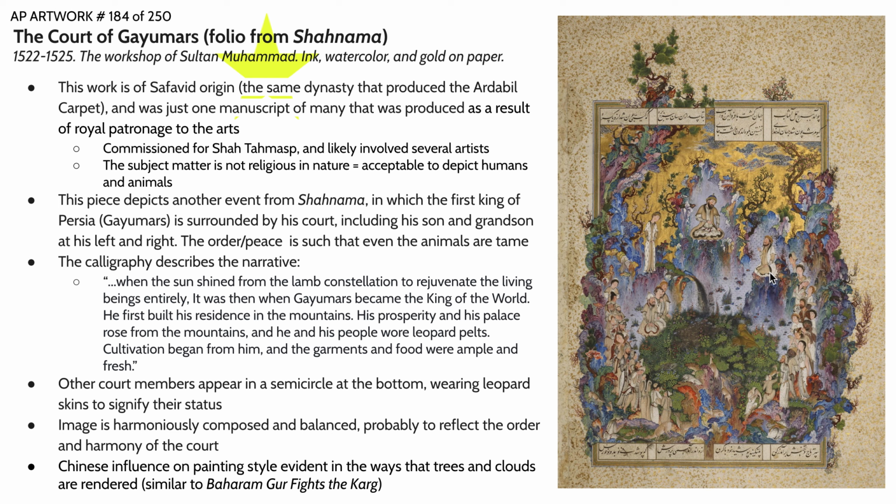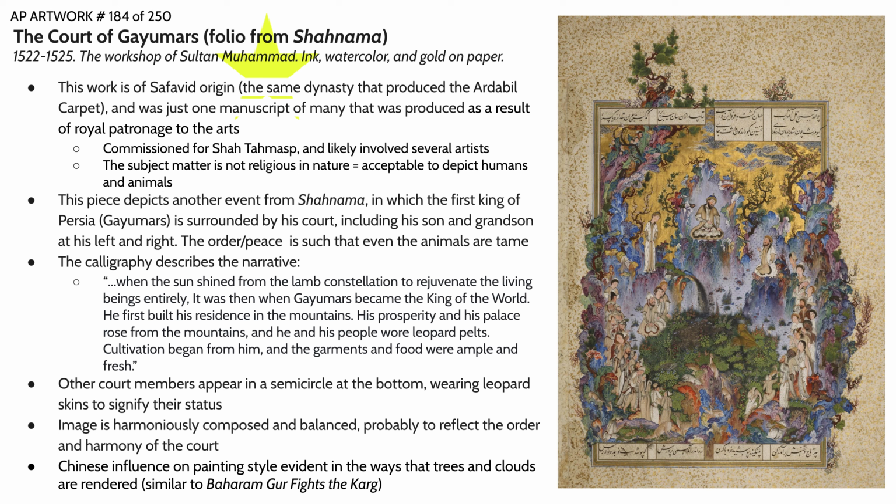So we have this very orderly composition, relatively bilateral symmetry, more or less, where you have the king at the center. He is hierarchically the largest figure in the composition and also the highest up. And then, of course, his son and his grandson are just below him. So the text right here translates roughly to basically describing what is happening in this scene.